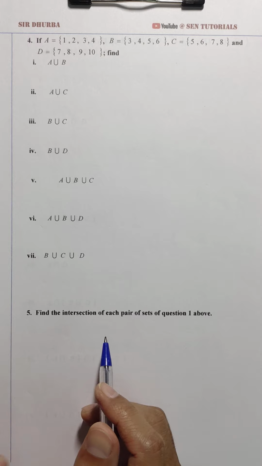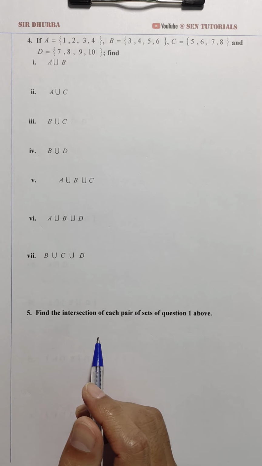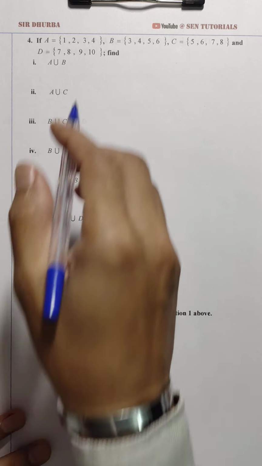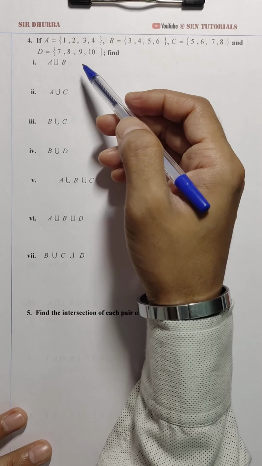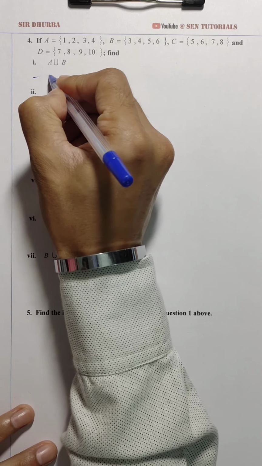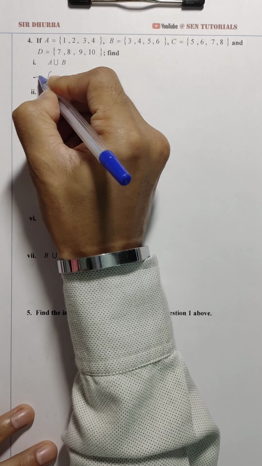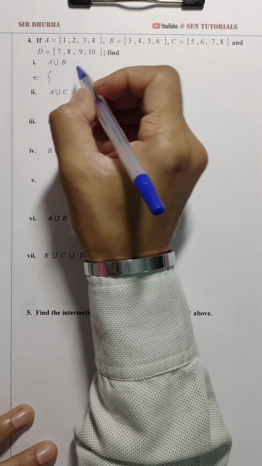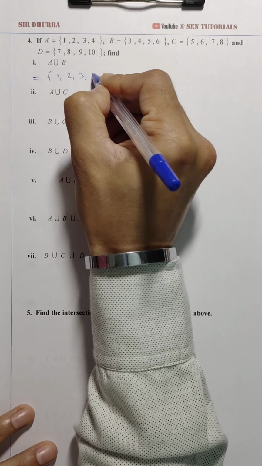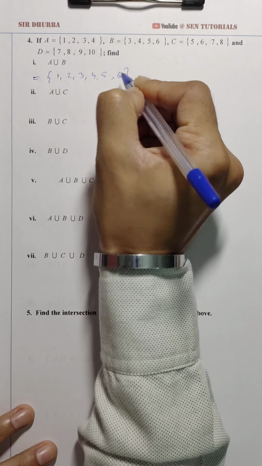Okay, just practice of unions of different sets. So the sets are all given to you. That's the set A, set B, set C, set D. Find A union B. So I'm going to write down the set directly. A union B is equal to 1, 2, 3, 4, 5, 6.